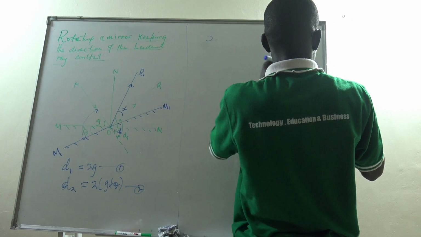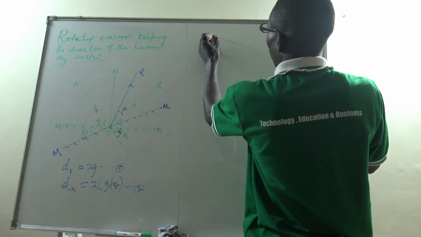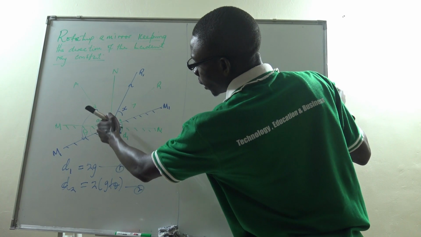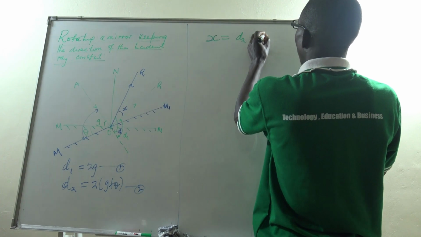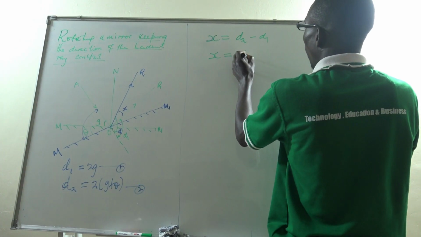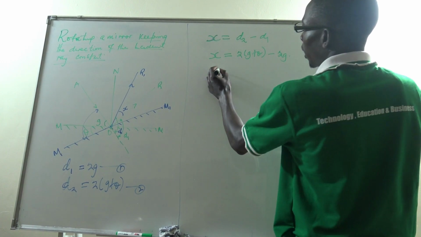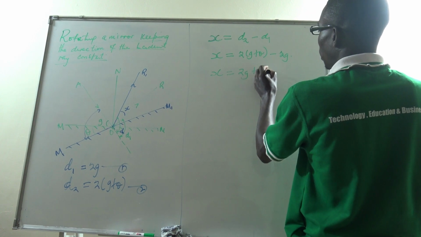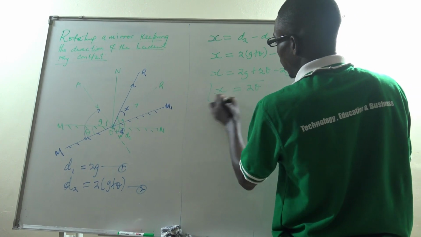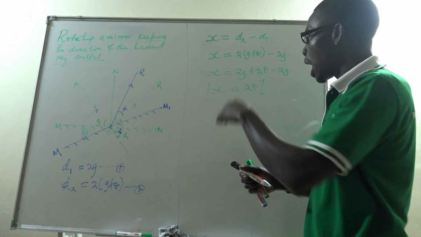So if that is the case, what is very true is that x is equal to, what is this angle x here? It is the same as d2 minus d1. It will be d2 minus d1, and x will be equal to, my d2 from equation 2 is twice g plus theta, minus d1 which is twice g, so x can be equal to twice g plus twice theta minus twice g, and x equals twice theta. This is what I wanted us to remind ourselves about, such that we look at the application.